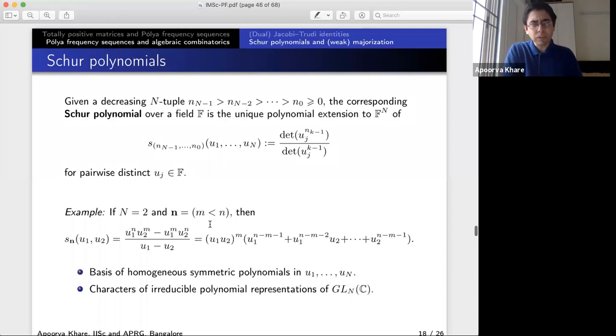So for example, take m less than n. I take u1 to the m, u1 to the n, u2 to the m, u2 to the n, take the determinant of this Vandermonde-type matrix, and divide by the determinant of 1, 1, u1, u2. And so I get this nice symmetric function. Again, as you see, it's a sum of monomials, no negative terms. And these are, of course, well known as the characters of polynomial representations and so on. Again, I will not use any of that. Let me put the disclaimer right now.